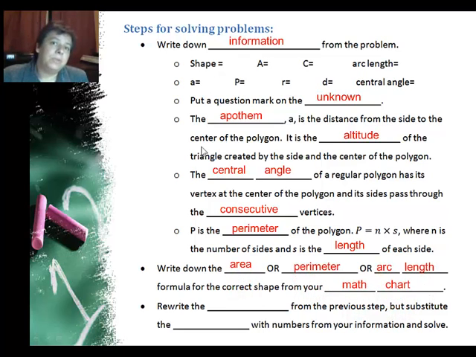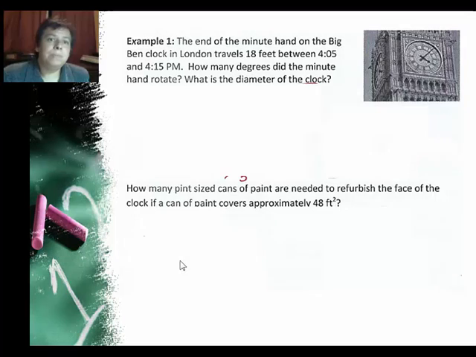So the next step is to write down the formula that you'll need. It could be the area formula or perimeter, or it could be an arc length. And then make sure you use the correct shape on your math chart. And then rewrite the equation that you've set up from the previous step, except now you're putting in the numbers from your problem. So let's go ahead and start some examples.